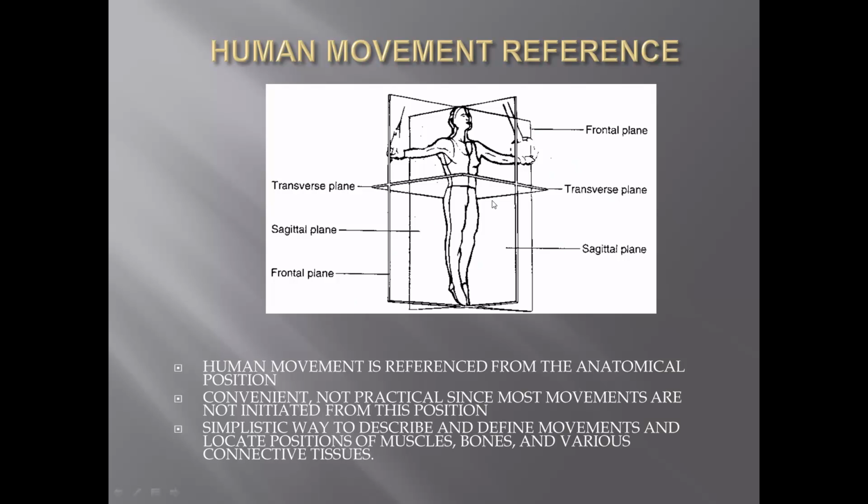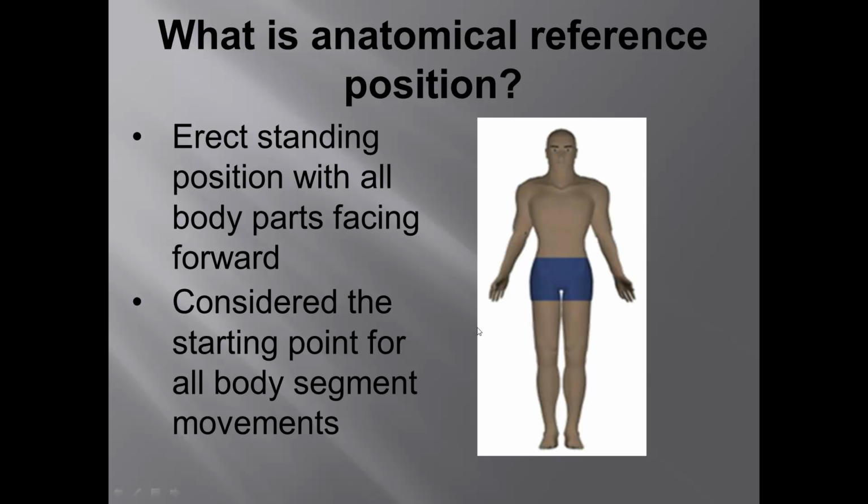Now, the reference could also be in the different planes of motion. Human movement is referenced from the anatomical position. Convenient but not practical, since most movements are not initiated from this position. However, we still base all our references of movement on the anatomical position. But it's a very simplistic way to describe and define movements and locate positions of muscles, bones, and various connective tissue. So what is the anatomical reference position? Erect standing position with all the body parts facing forward. This was developed a long time ago, and it's considered the starting point for all body segment movements. Normally, humans don't really stand this way. They usually stand with their hands at their side and their palms facing inward. But for simplistic purposes, we're going to go with the standard anatomical reference position.